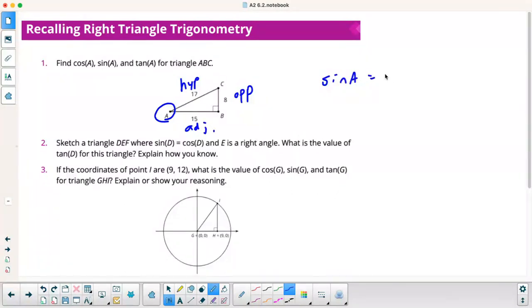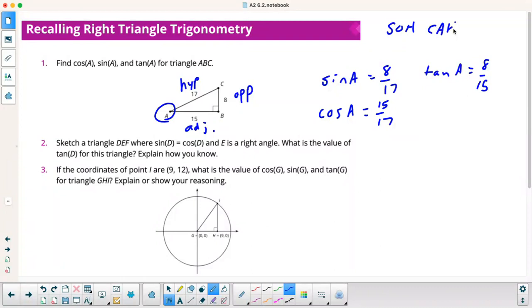So the sine of A is going to be 8 over 17. Cosine of A is 15 over 17. And then the tangent of A is going to be 8 over 15. So remember, I got my SOHCAHTOA. That's how I figured those out, okay?